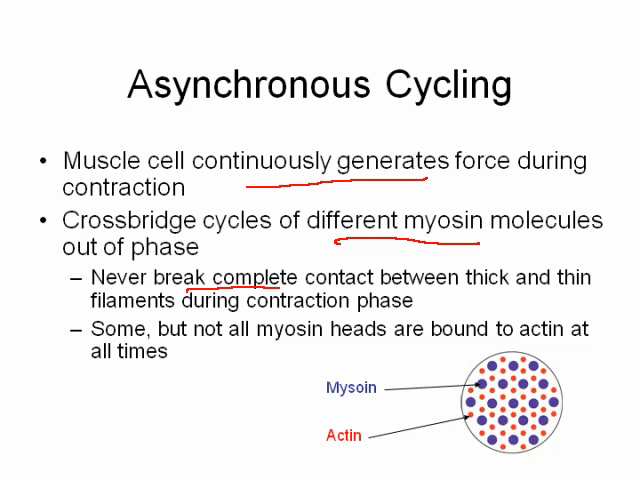So you never have complete loss of contact between the thick and thin filaments. There are always some cross bridges intact. Some, but not all, of the myosin heads are bound to actin at any given time. And it's this asynchronous nature, the fact that they're not all bound at the same time, that allows a smooth, fluid contraction that allows the continuous generation of force.